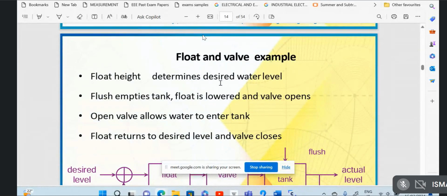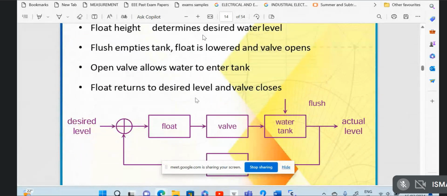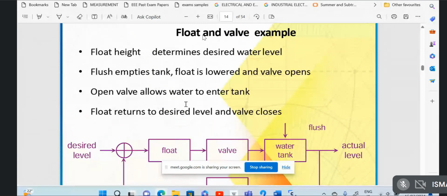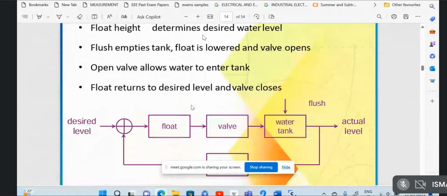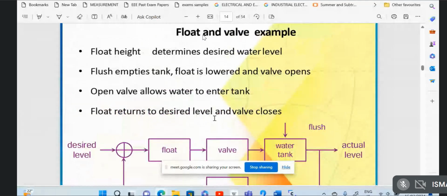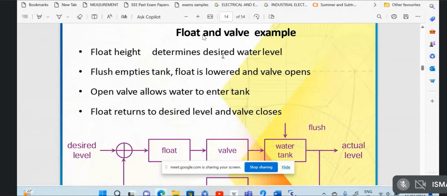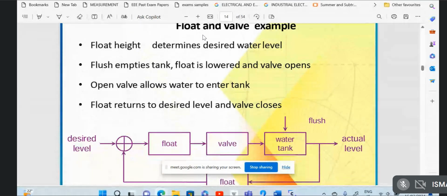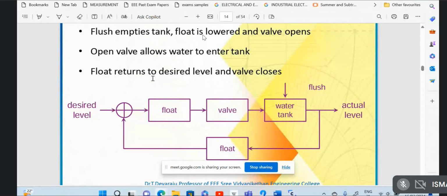The float valve in the washroom is also a control system. There is one that is more open loop, closed loop. The float height will depend on the set water level. The flush will empty the tank and lower the float, and the valve opens for water to come in and enter the tank. The float now turns back to the set level and the valve closes.